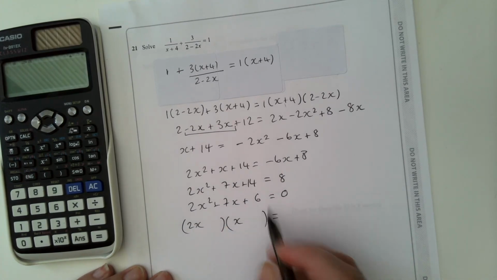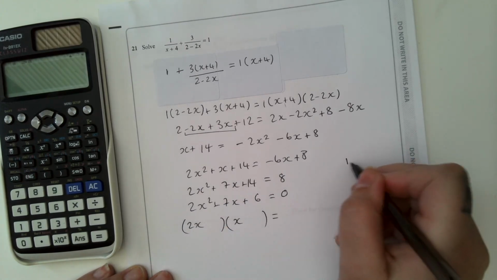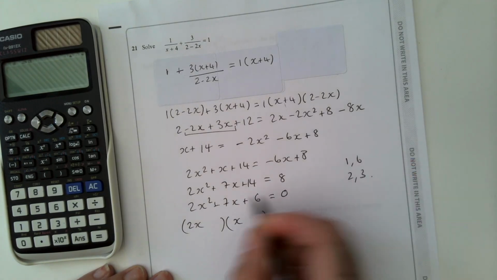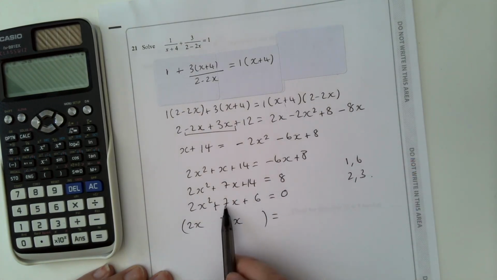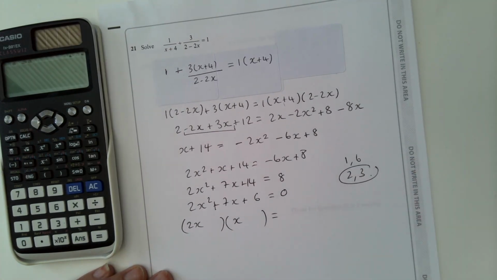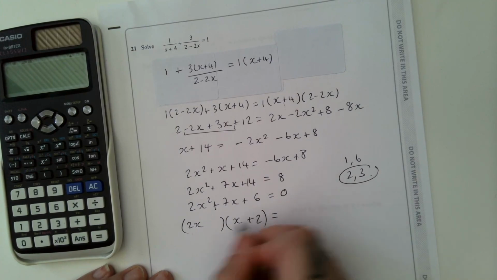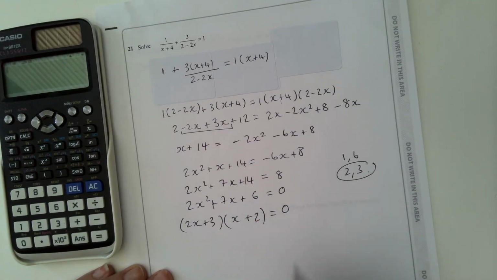So that would be 2x and x. Two numbers that multiply to give me 6: 1 and 6, 2 and 3. Add to give me 7, but one of them is going to get multiplied by 2. So it's going to be this pair that I use. So it'll be (2x plus 2)(x plus 3) equal to 0.